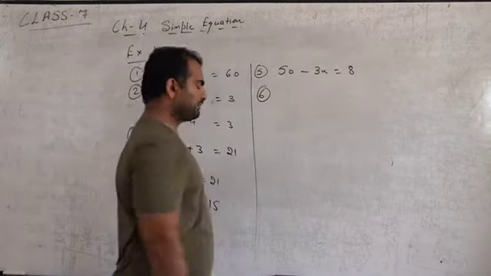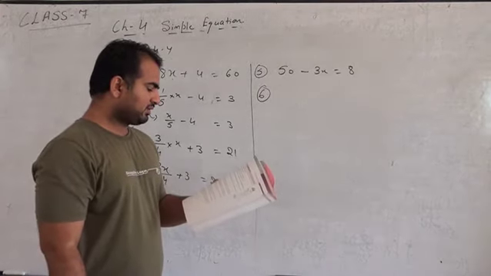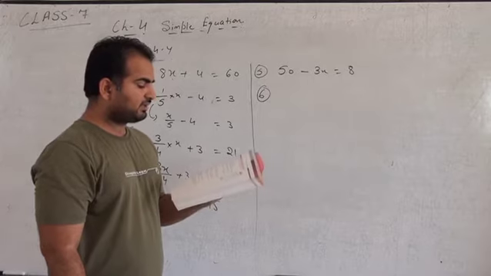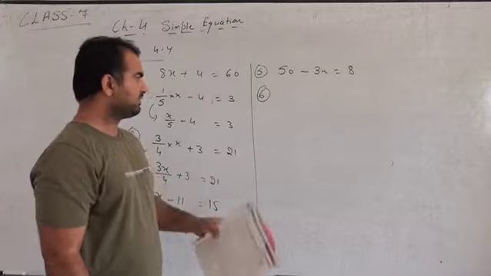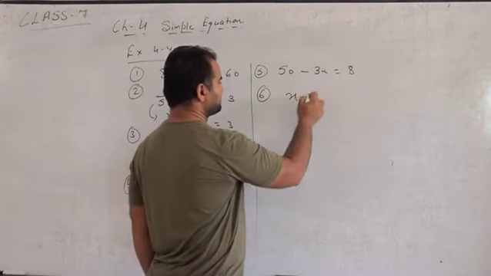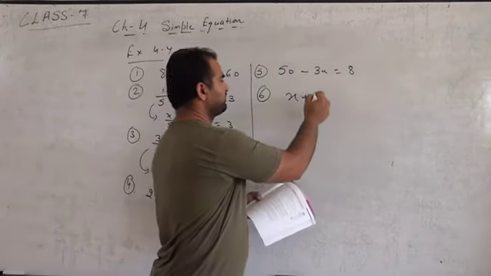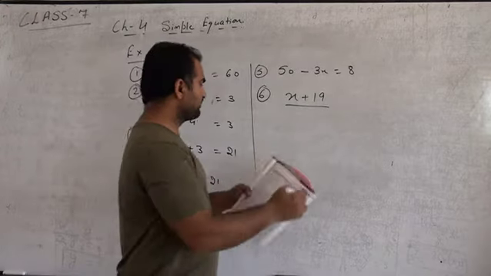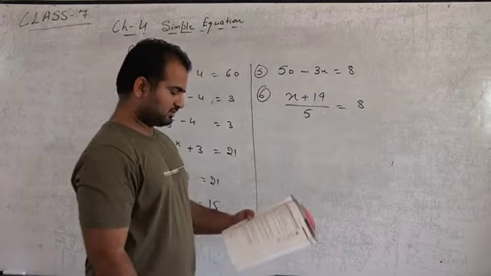Sixth is: Ibnal thinks of a number. If she adds 19 to it and divides the sum by 5, she will get 8. She thought of a number x and 19 is added to it. If she divides the sum by 5, she will get 8 as the answer.